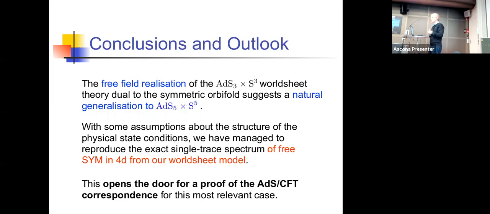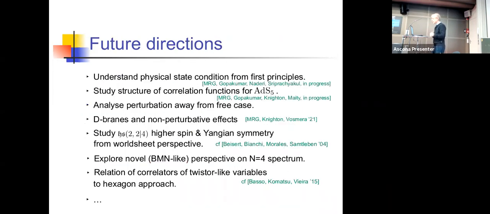This generalization has the property that if you postulate what we believe is a plausible way of characterizing the physical state condition, you reproduce exactly the spectrum of free super-Yang-Mills in 4 dimensions, and we feel that opens the door for proving the AdS/CFT correspondence, because it gives you a worldsheet theory that plausibly will be exactly dual to free super-Yang-Mills, and therefore it turns this problem into a field redefinition, perturbative duality type problem, which one should be able to prove. Now, there are obviously many, many things for the future.